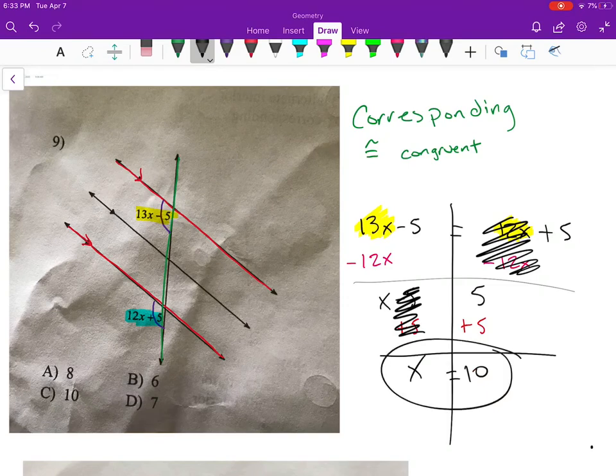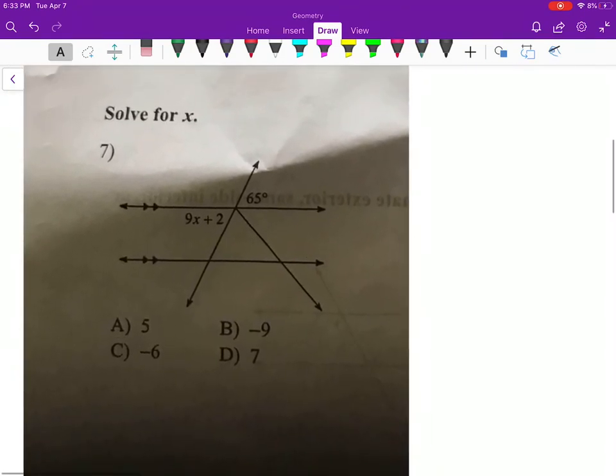So with all of these, you're just setting up an equation and solving the equation. The tricky part is how do you set up the equation? And that's where you remember your rules about these different types of angles. So let's look at the next one and we'll set it up together, okay?